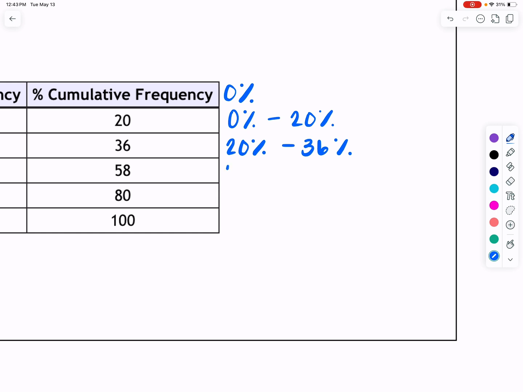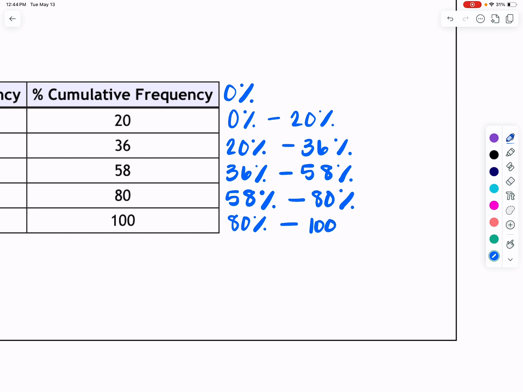The third class starts where the other one left off and goes to 58%. The next class starts at 58% and ends at 80%. That last class down there starts at 80% and ends with 100%. Great, Ms. Graham. That's beautiful. You make wonderful percent signs. What does this have to do with what we're talking about?